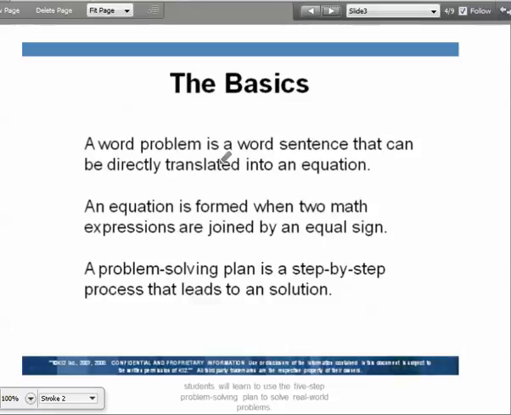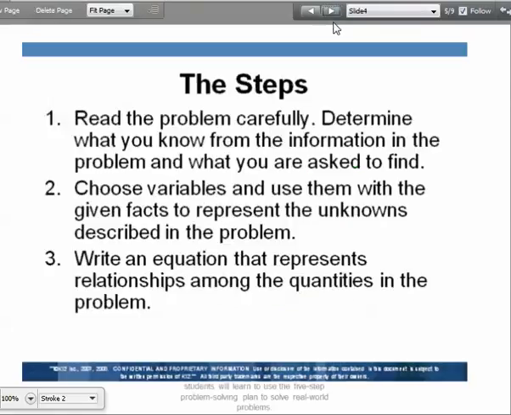A word problem is a word sentence that can be translated into an equation. So that's just begging you to translate it into an equation. An equation is formed when two math expressions are joined together by an equal sign, right? A problem solving plan is a step by step process that leads you to a solution. And what we're going to look at here is how to get to that solution.